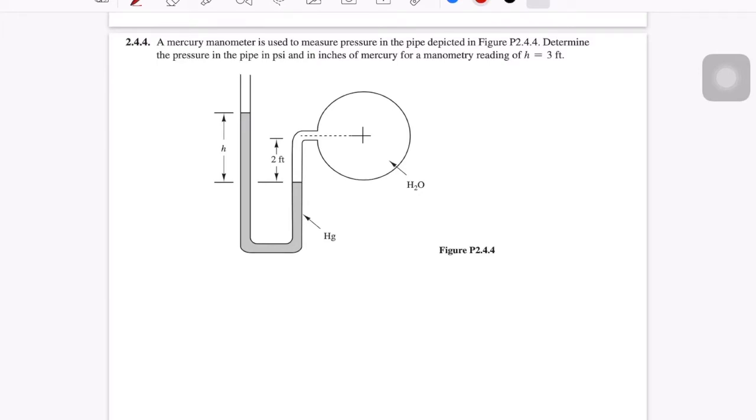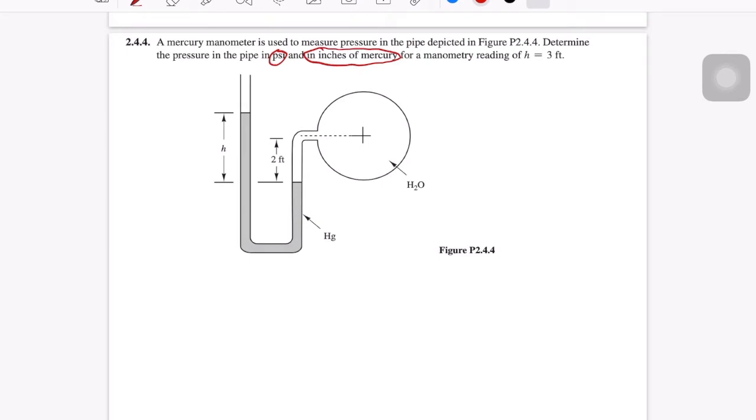Today we will look at some problems for homework one. Let's start. For problem one, we know a mercury manometer is used to measure pressure in the pipe in this figure, and we need to determine the pressure in the pipe in psi and in inches of mercury.